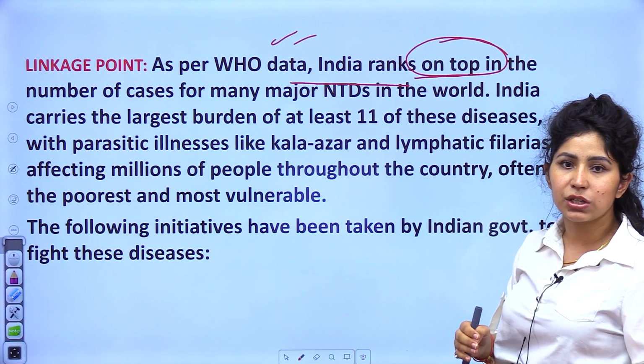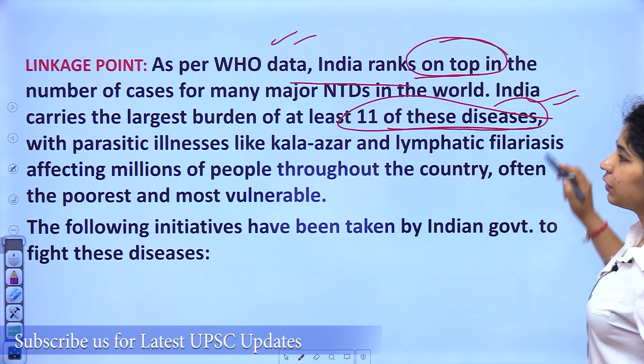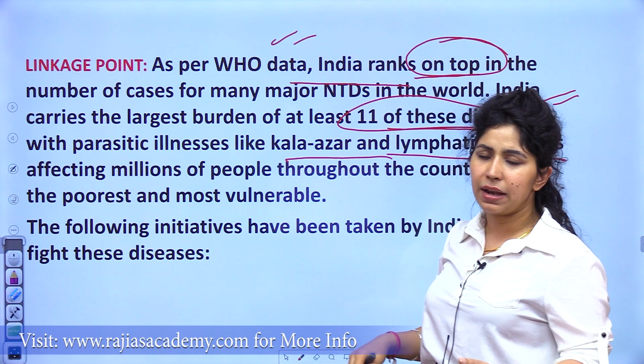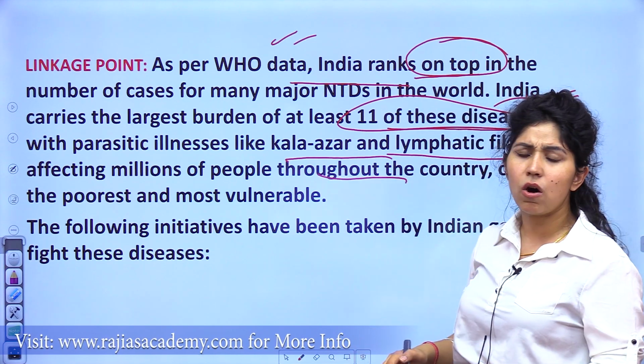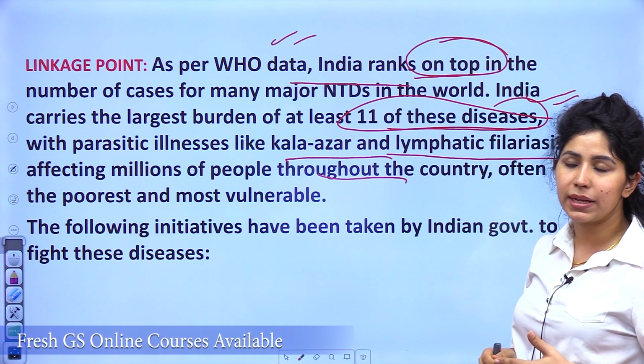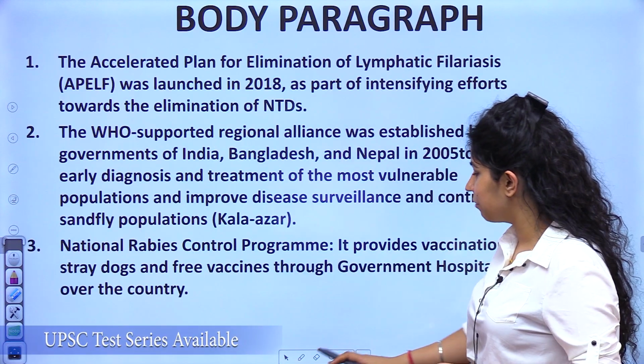India carries the largest burden of at least 11 of these diseases all over the world, with parasitic illnesses like Kala Azar, lymphatic filariasis, and malaria also, and affecting millions of people throughout the country, often the poorest and most vulnerable, and the following initiatives have been taken by the Government of India.